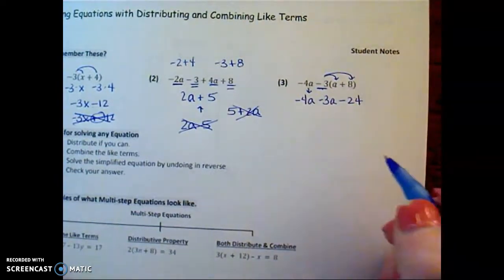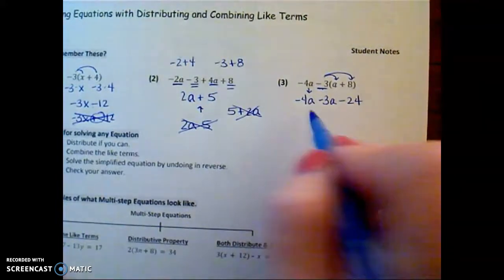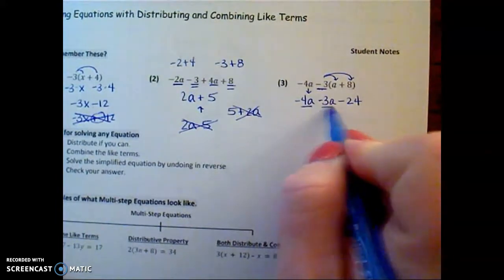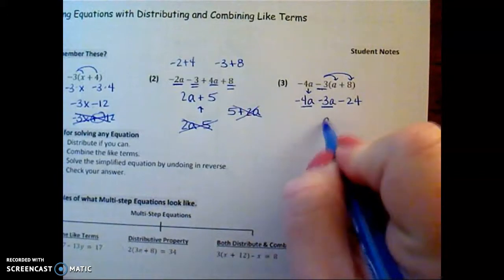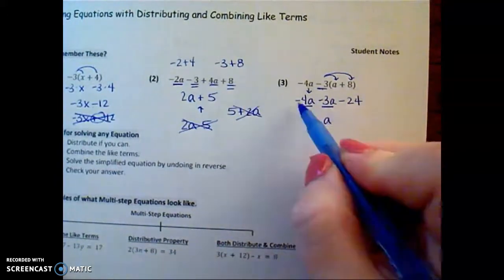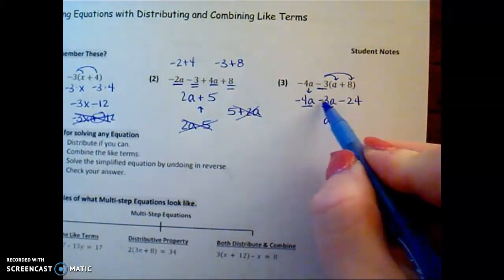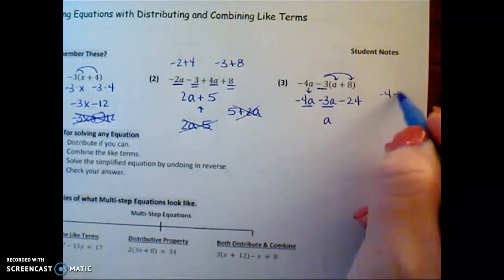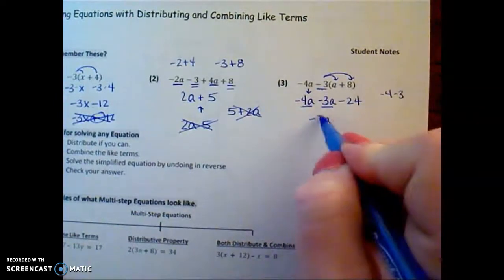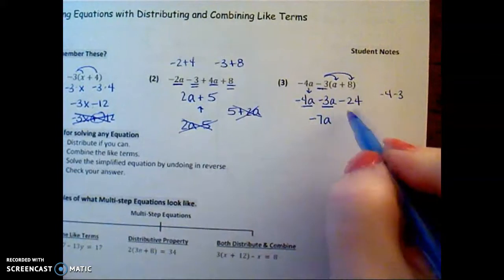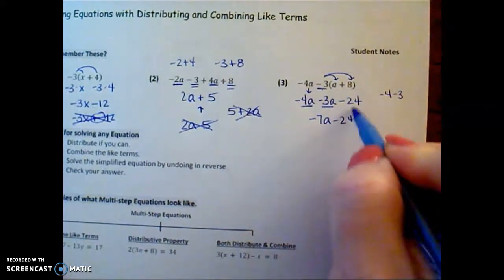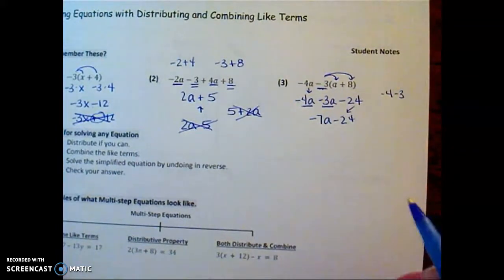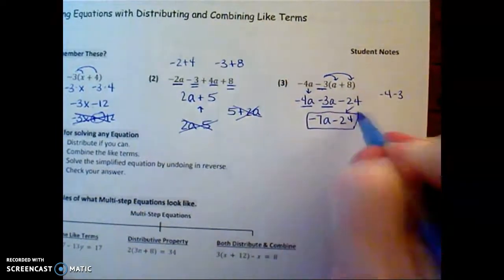Then we look for any like terms that we can combine, and so since this term has an a and this term has an a, I can combine those together. So what I'm putting in my calculator is -4 minus 3, and -4 minus 3 is -7. The -24 just comes down into my answer. It didn't have any other constant to combine with it. So these are my final answers.